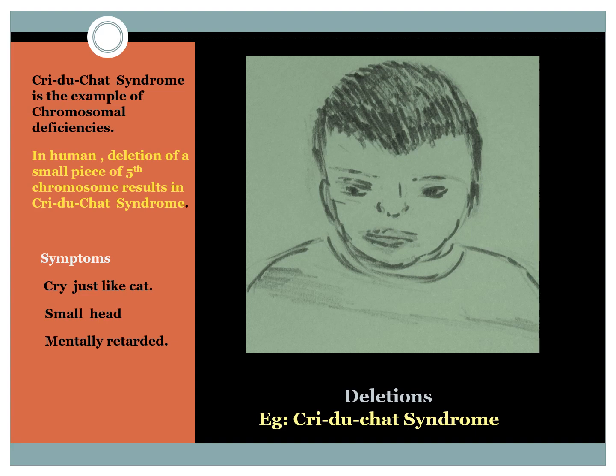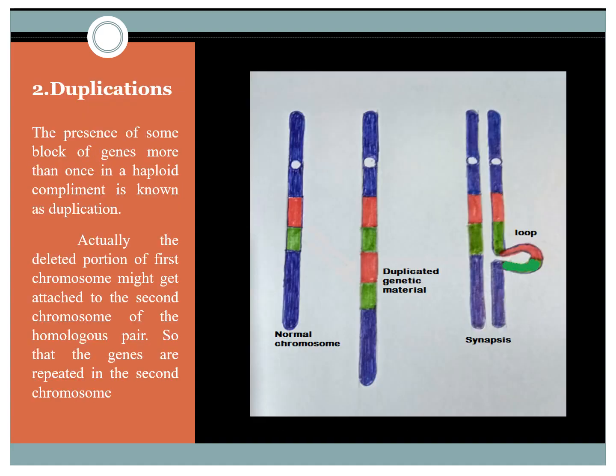And the next abnormality is duplications. The presence of some block of genes more than once in a haploid complement is known as duplication. See here, this small part is duplicated in the second chromosome. Actually, the deleted portion of the first chromosome might get attached to the other chromosome of the homologous pair, so that the genes are repeated in the second chromosome. During synapsis, a loop is formed in the abnormal chromosome, whereas in the deficiencies, the loop is formed in the normal chromosome.